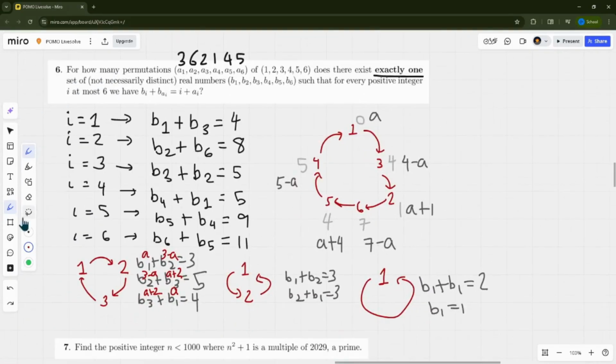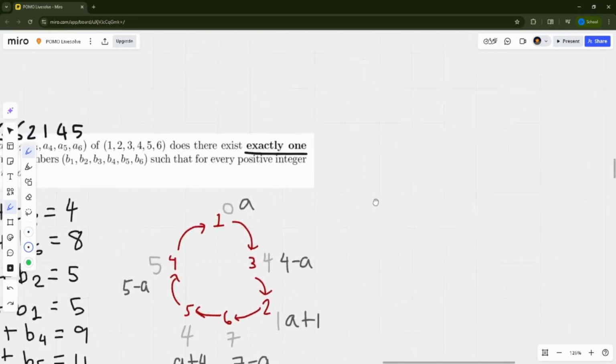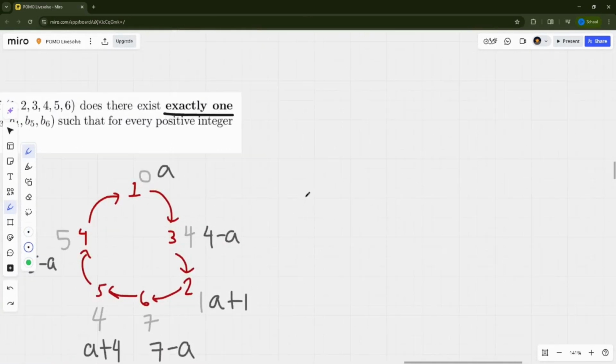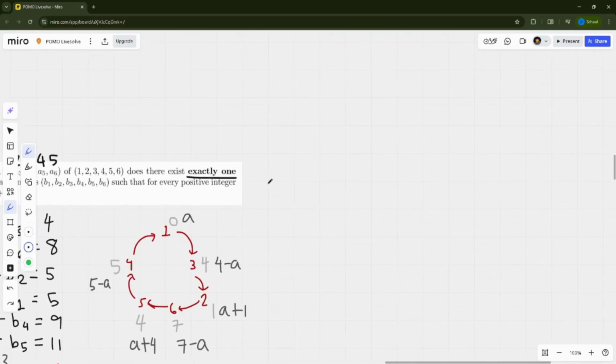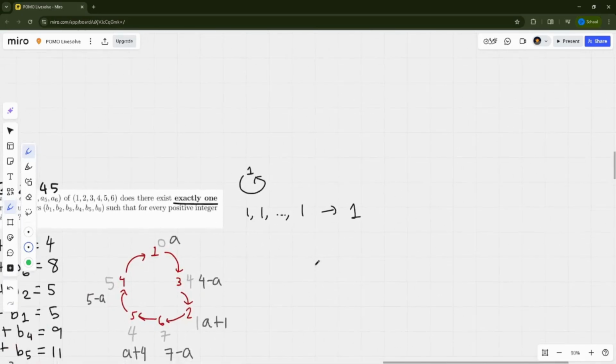And yeah, we'll do some casework in here, I guess. So if we have a cycle with just ones, obviously that means everything goes to itself. So this makes it one permutation in this case.